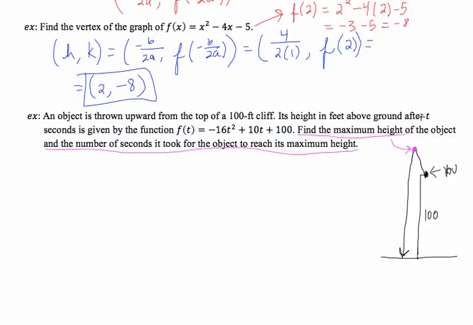The max height, okay, is a y value of this function because f of t gives us height in feet above the ground. f of t is equal to height. So height is a y value here.